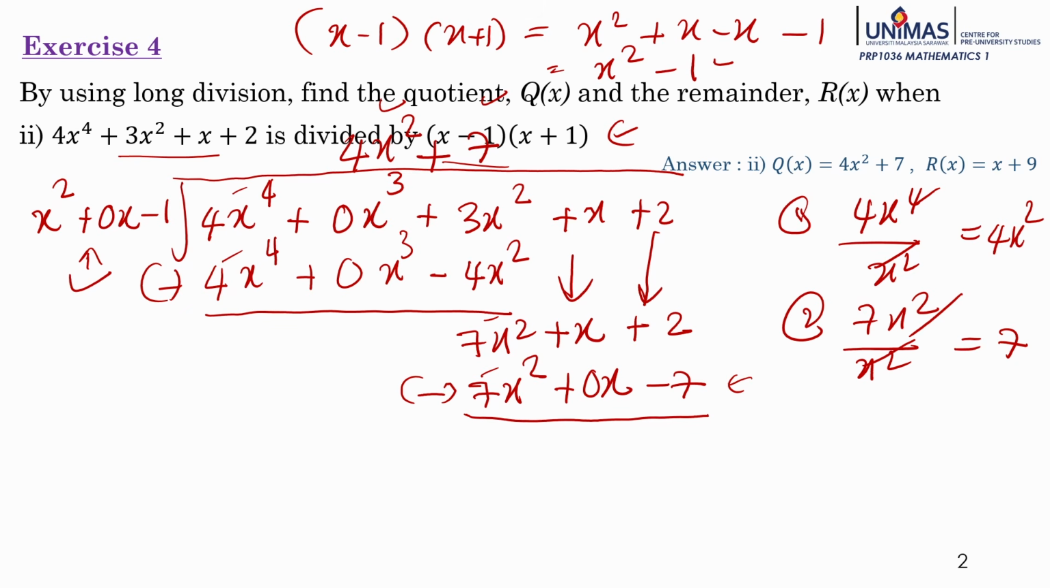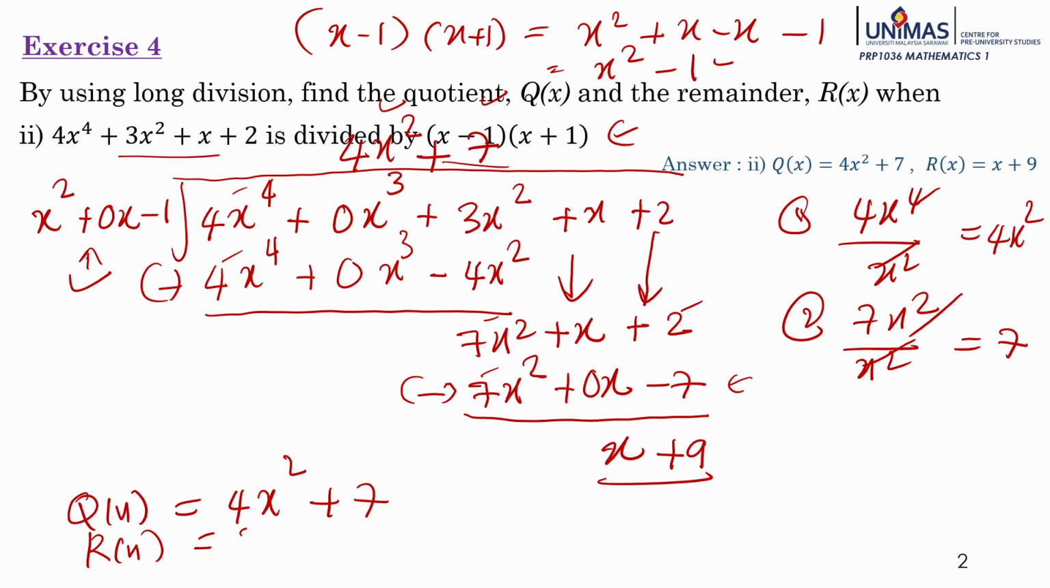So that means we get x. 2 minus negative 7, so that means we get 9. So plus 9. So that means our Q(x) here is 4x squared plus 7. And then the remainder is x plus 9. Right? So this is how to answer. So remember, if we don't have enough powers here, we have to put plus 0 because it's easier for us to solve long division.